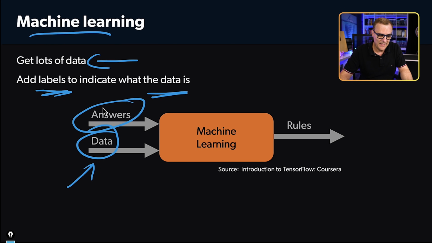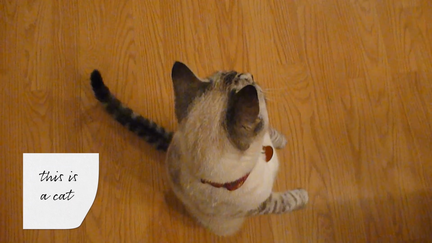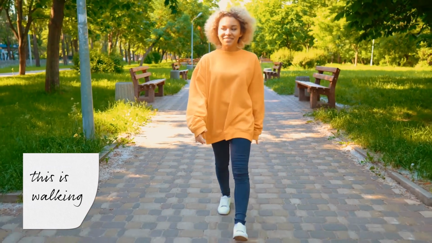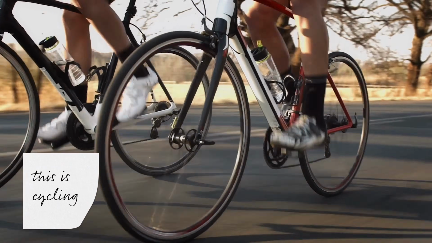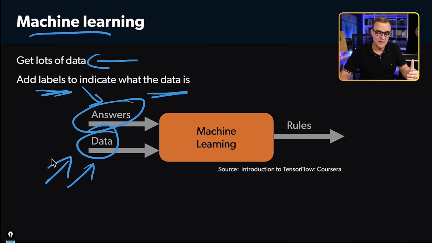So we are adding labels so that the machine knows this is a dog, this is a cat, this is walking, this is running, this is cycling, etc. So we've got lots of data, and that's something very important to know. With machine learning, the big requirement is the more data, the better the machine learning is going to be. More and more data is better.